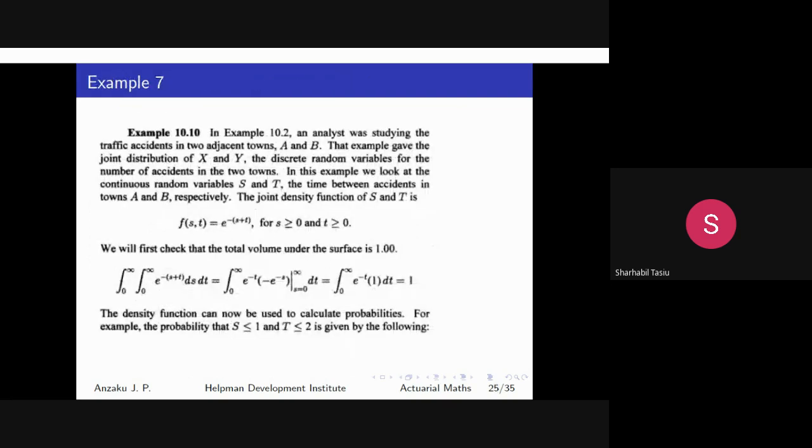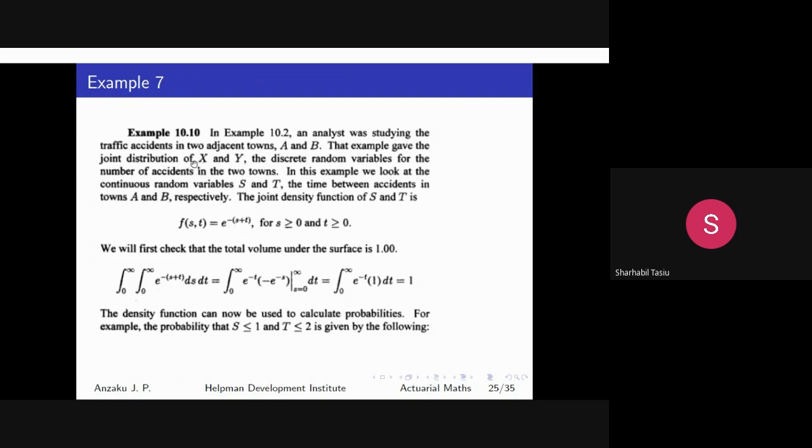All right, so let's look at example 7. Even though we are seeing example 10 here, it's our example 7 for this class. Now, remember our example 10.2, that's our example 2, when we were talking about an analyst who was studying traffic accidents in two adjacent towns, town A and town B. Remember? That example gives us a joint distribution for both towns, the number of accidents that happen in both towns.